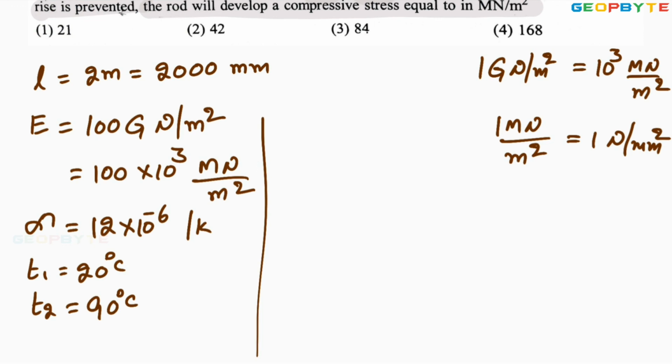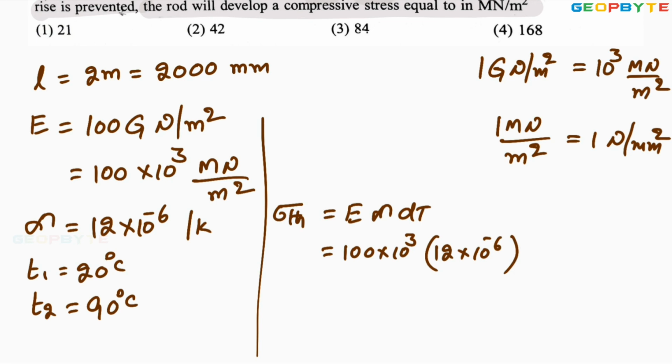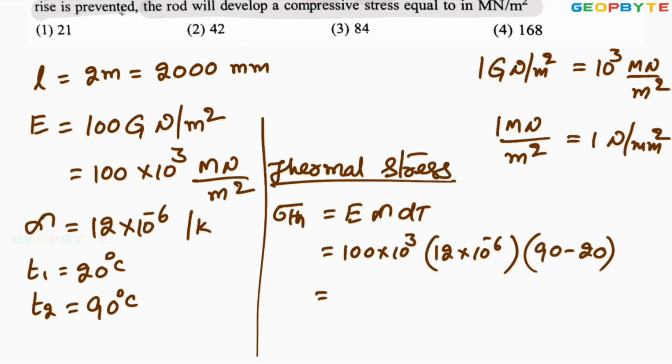You know the thermal stress sigma Th equal to E into alpha into dt, the temperature change. Here Young's modulus is given as 100 into 10 power 3. Alpha is given as 12 into 10 power minus 6. dt is 90 minus 20. You simplify this value for getting the thermal stress.